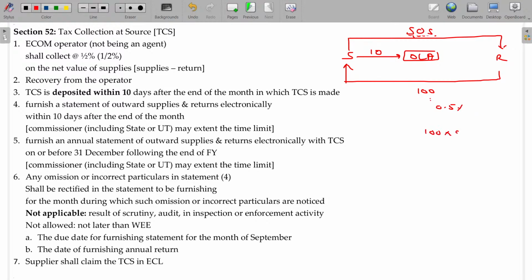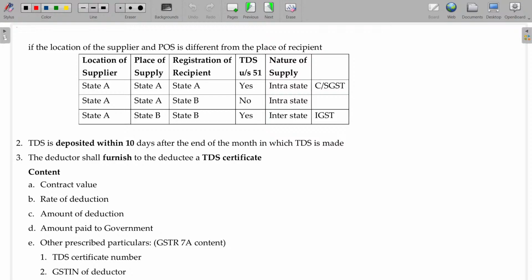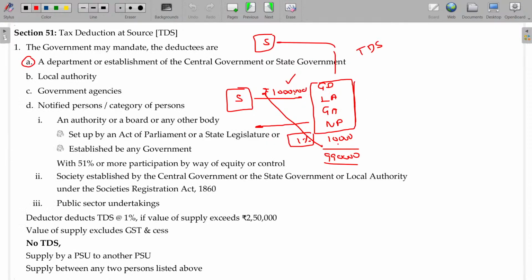100 into 0.5%, that is 0.5. It has to collect 10.5, and then this 0.5 is deposited by Ola for the supply. While collecting, when additionally collected, it is called tax collected at source. While paying, when tax is deducted, it is called TDS. Clear? Very simple. Topic is over. A few more extra conditions and the chapter will be completely over.